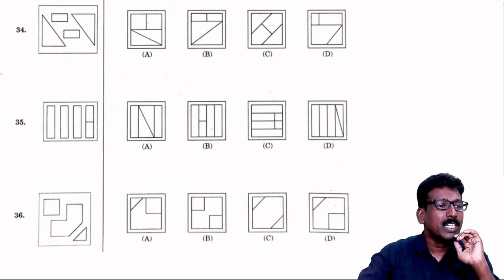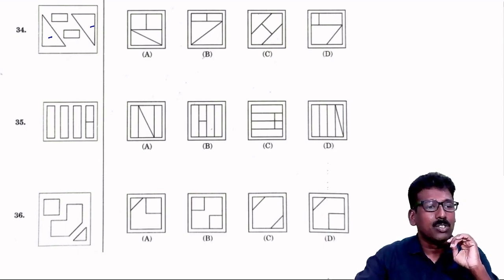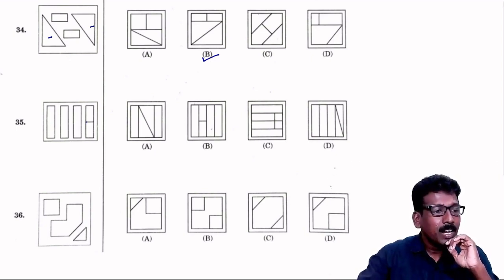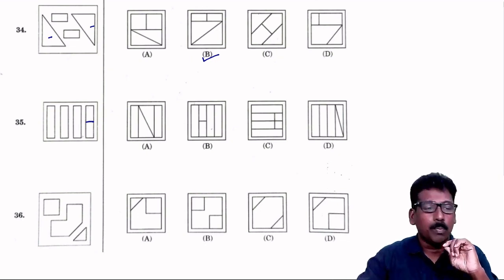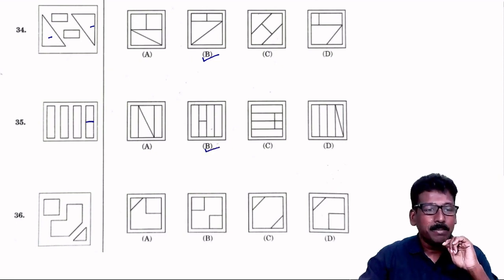In question number 34, two right triangles are given and two rectangles. Two right triangles and two rectangles, of course, it is B. Here, four rectangles and one rectangle divided into two parts. Yes, of course, it is B.